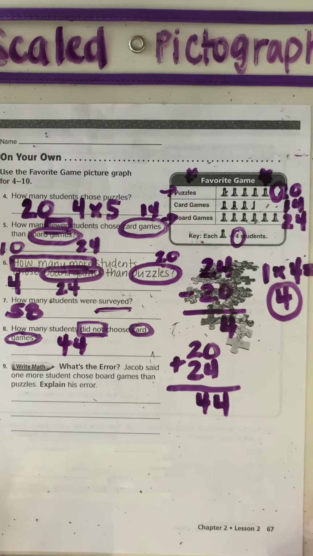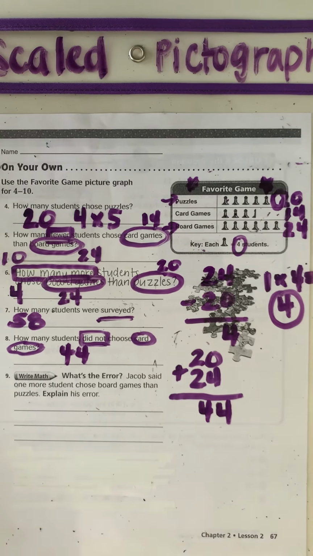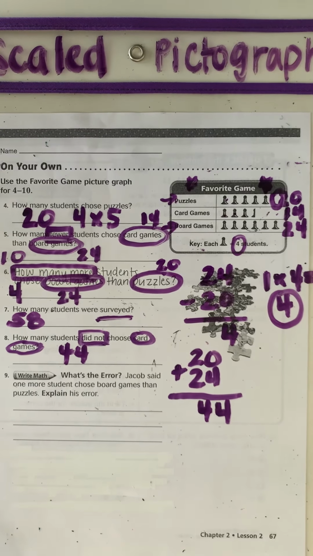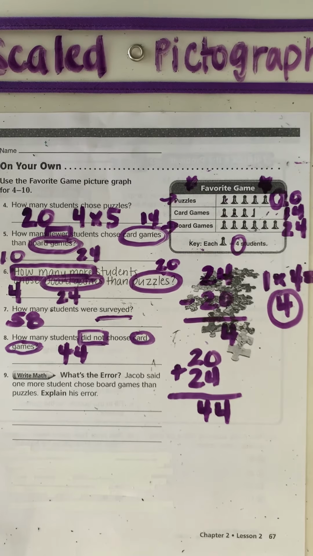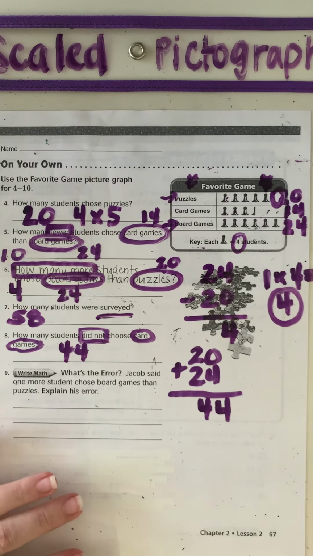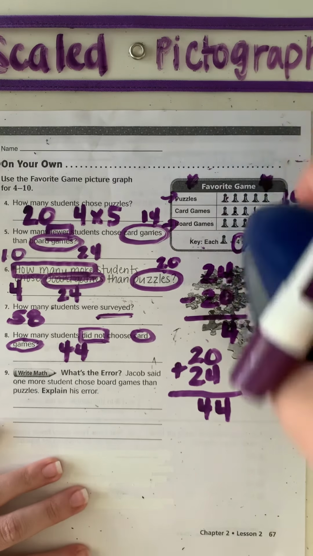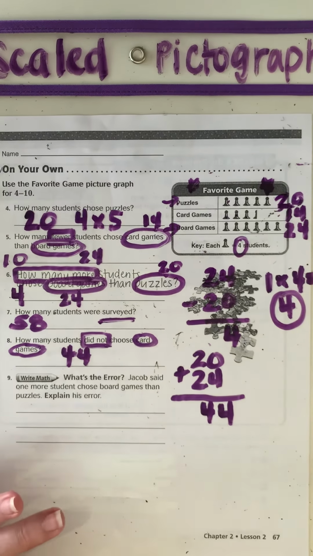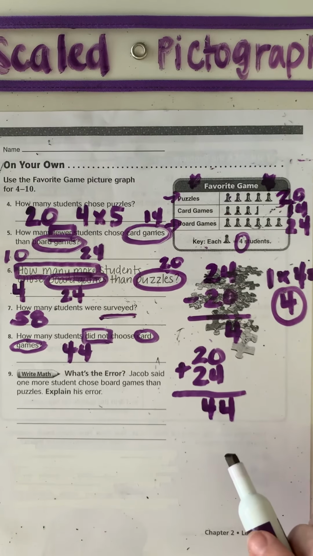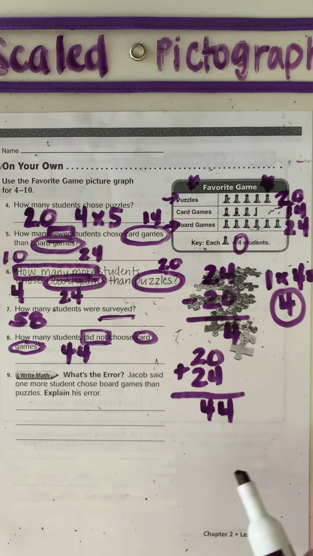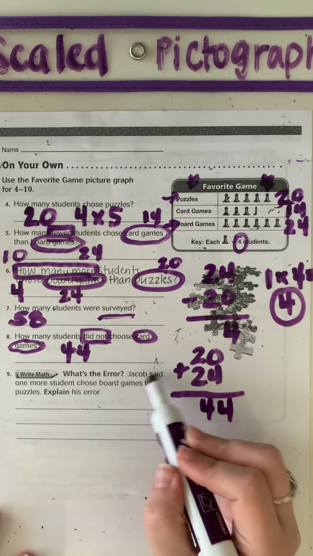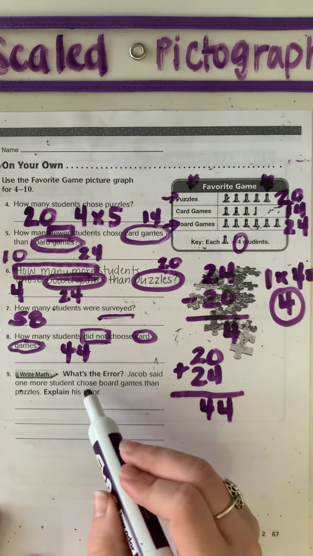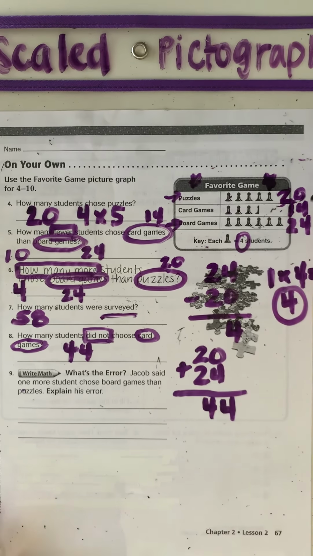The last one I want to show you and talk about is an error analysis question. When you're looking at this, you're trying to find the mistake that someone made. So I'm going to clear this off just so that there's a little bit more space there. And that was a 20, so I'm going to rewrite that. It says, what's the error? So we're trying to find out the mistake. An error is a mistake. So Jacob said that one more student chose board games than puzzles.